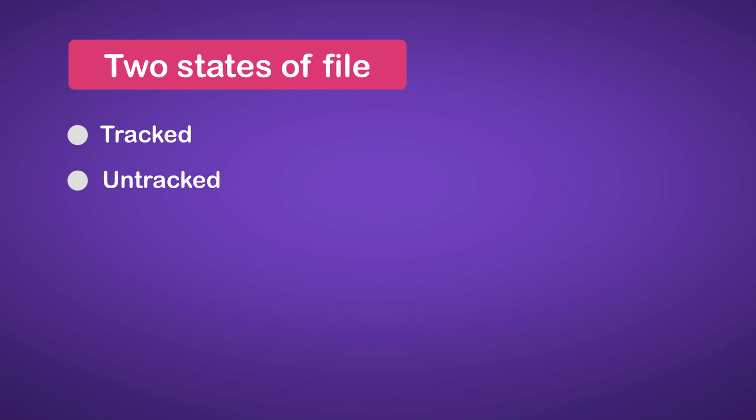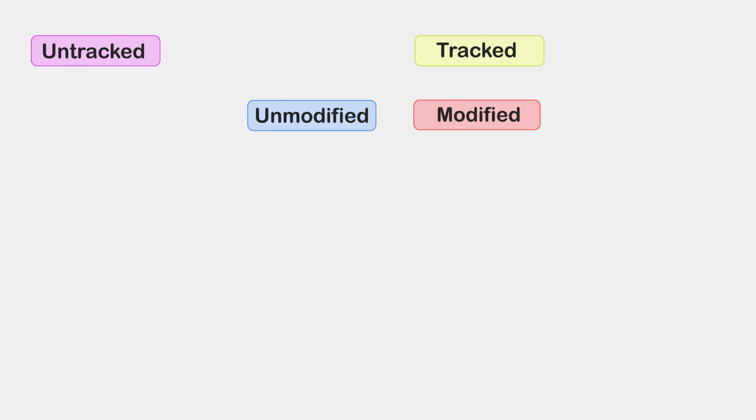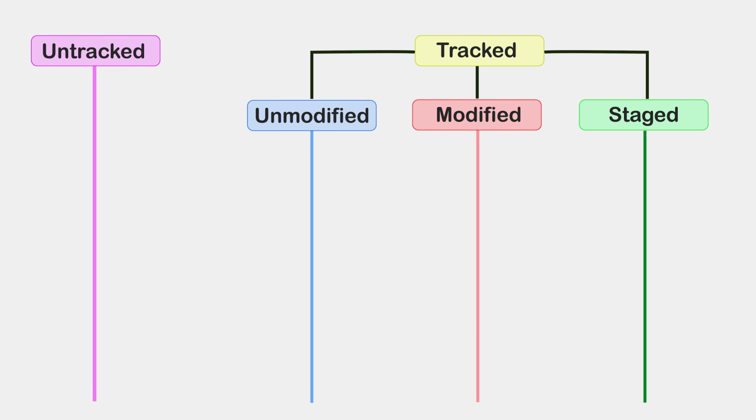Now let's break it down further. A tracked file can have one of three statuses: unmodified, modified, or staged. For example, when you clone a repository, say from GitHub, all files will be tracked and unmodified because Git just checked them out and no changes have been made yet. In our case, since we have just created a new Git repository, adding a new file will mark it as untracked because it has not been committed or staged.